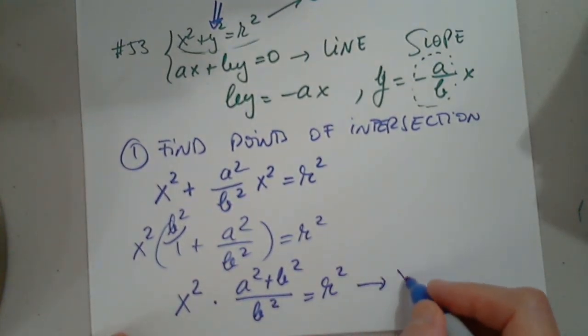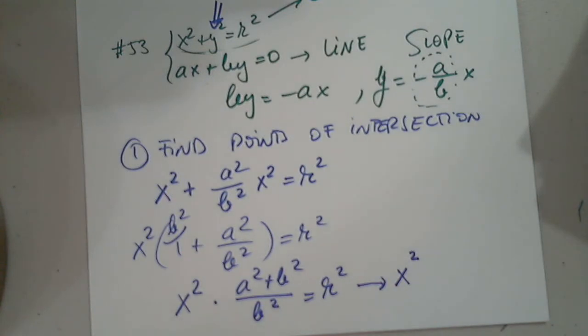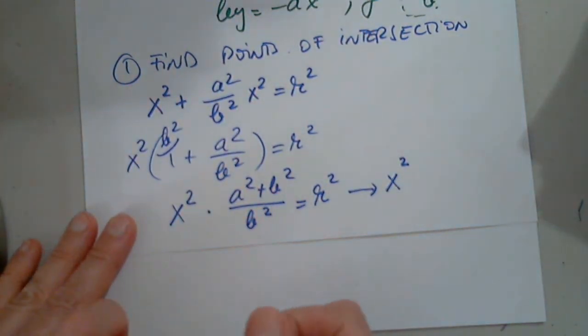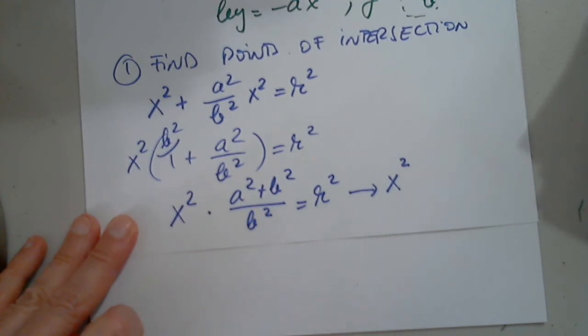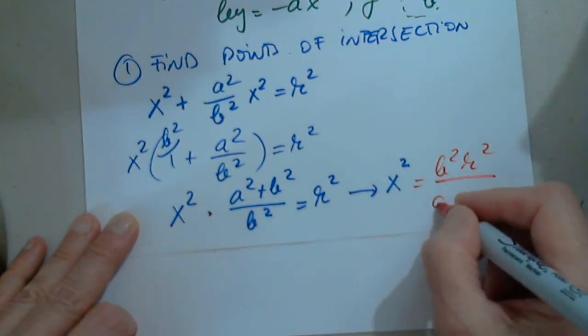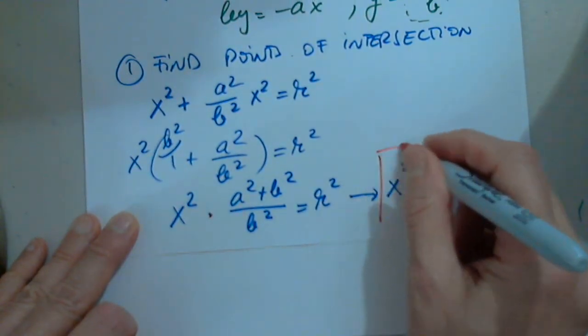From here, how do I solve for x squared? Can anyone tell us how to solve for x squared? What should I do to both sides to solve for x squared? Subtract r squared. Say it again. Flip the a squared plus b squared over b squared. Very good, very good. So x squared equals b squared r squared over a squared plus b squared. Do we agree with this?